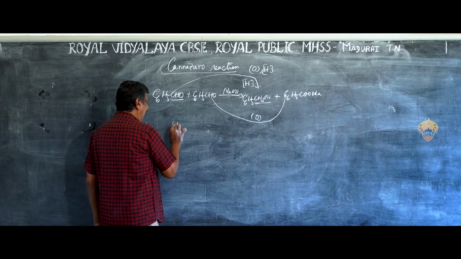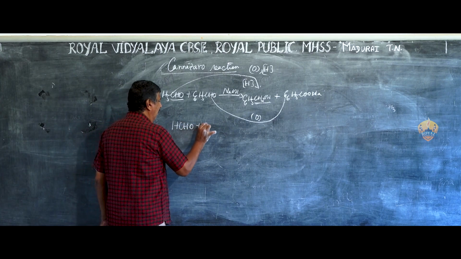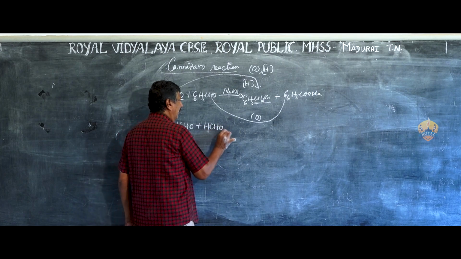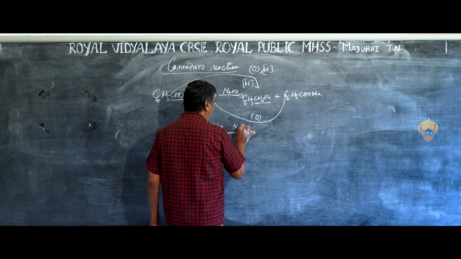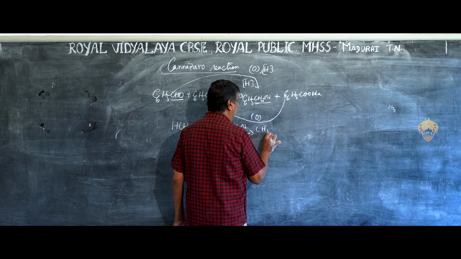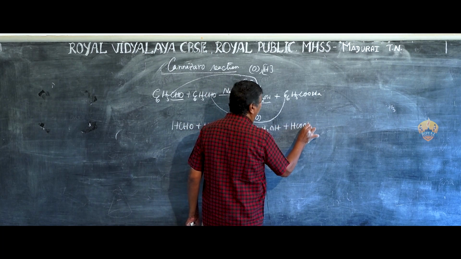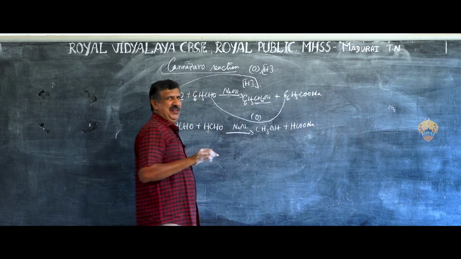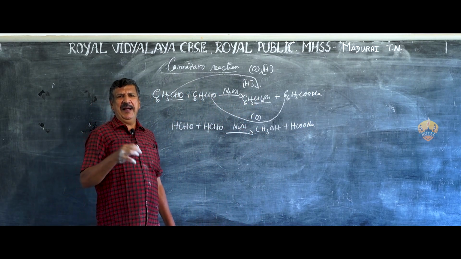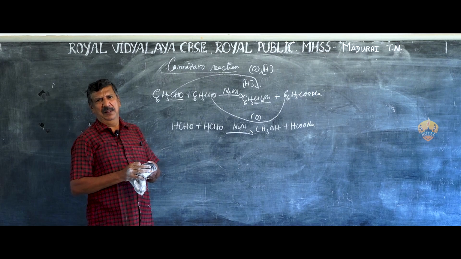This reaction can be applied even for formaldehyde. You can apply it for formaldehyde: methyl alcohol plus sodium formate. So, this is what is called the Cannizzaro reaction.